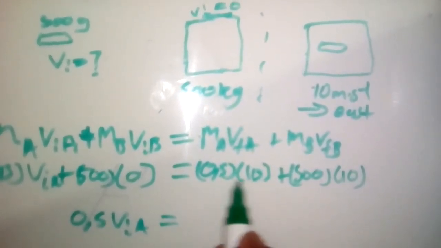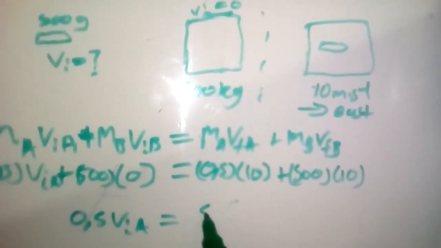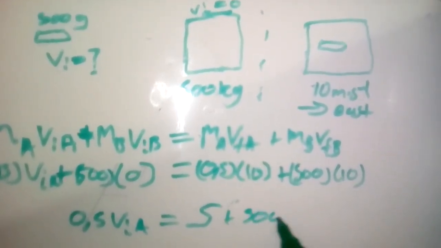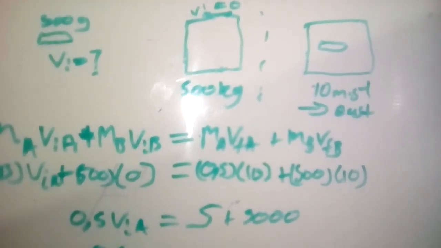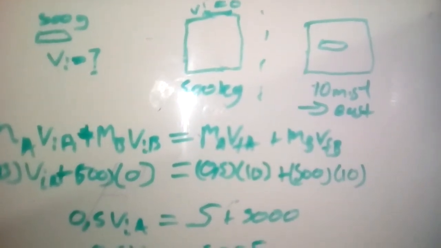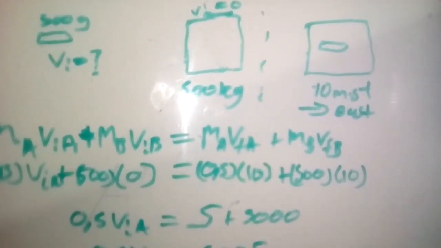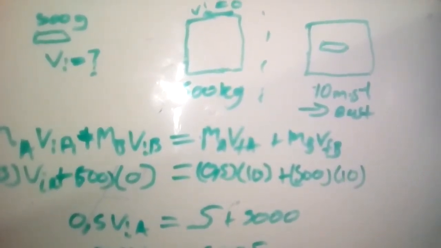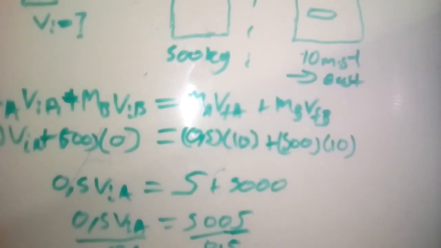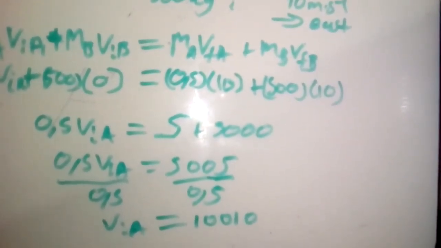And then this, you multiply now. So this becomes 5, since 0.5 times 10 is 5. Then plus 500 times 10, which is 5,000. So 0.5 VIA equals 5,005. Then when you divide both sides by 0.5, if you just type this in the calculator, it should be 10,010.